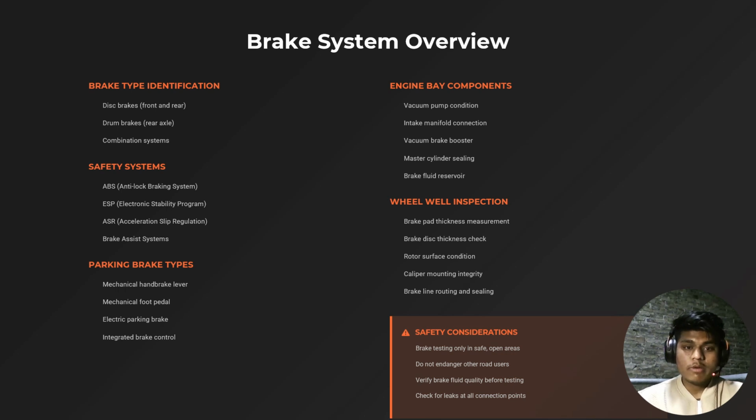The brake system overview identifies both disc and drum components alongside safety aids like ABS and ESP. We check engine bay parts such as the vacuum brake booster and master cylinder sealing. For safety reasons, performance verification is strictly conducted in safe, open areas to avoid endangering other road users.